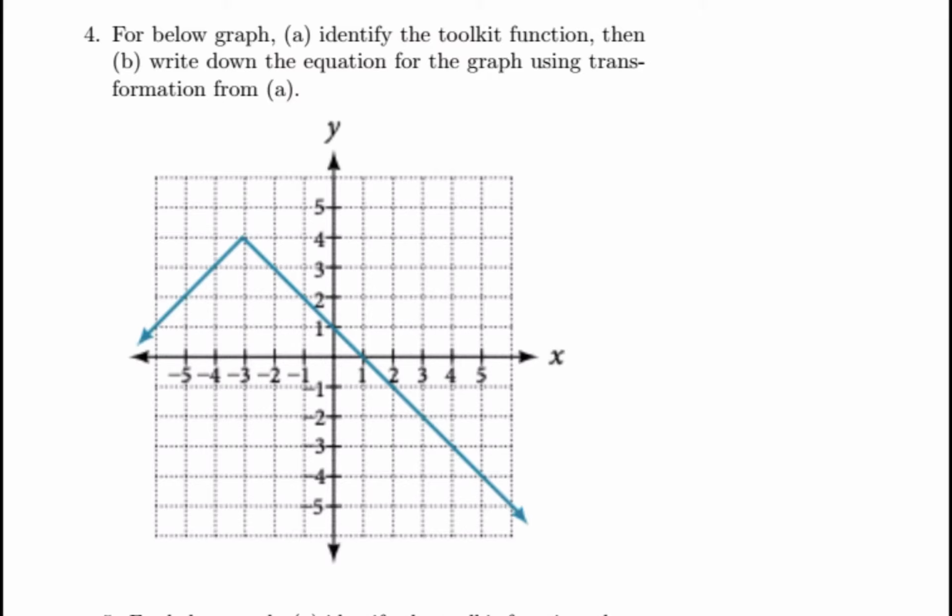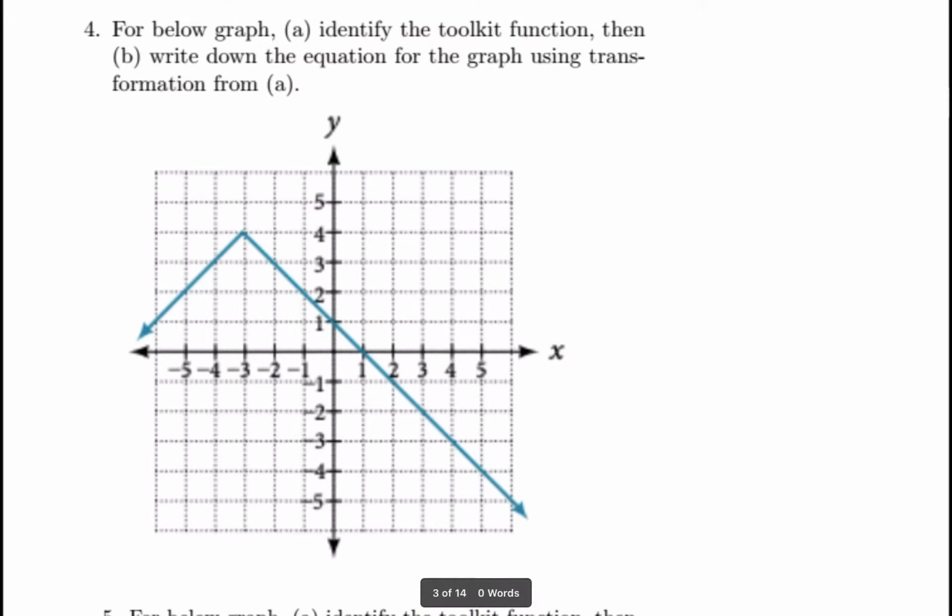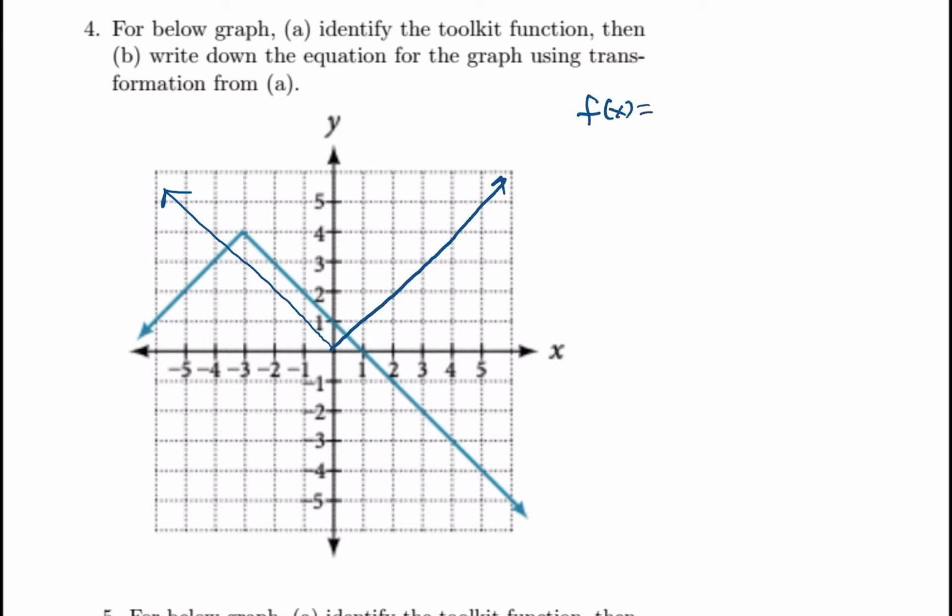So here, again, it is important for us to be able to recognize the basic shapes of those toolkit functions that I talked about in the first video. This one has a V shape, so the original function is the absolute value function. Let me draw that. This is our original function, right? So let's write f of x equals absolute value of x.